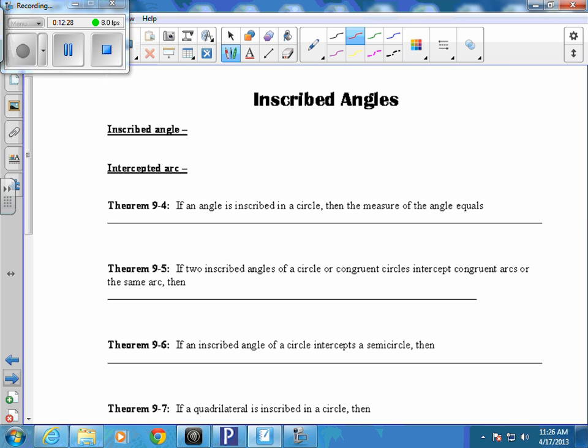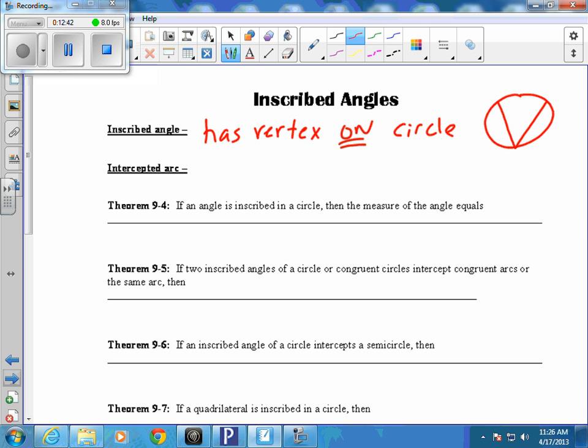Okay, the next page, another type of angle is called an inscribed angle. An inscribed angle has a vertex on the circle. So maybe something like this, where point A is on the circle. It's the vertex of angle BAC. So angle BAC is an inscribed angle. Its vertex is now on the circle, not the center.